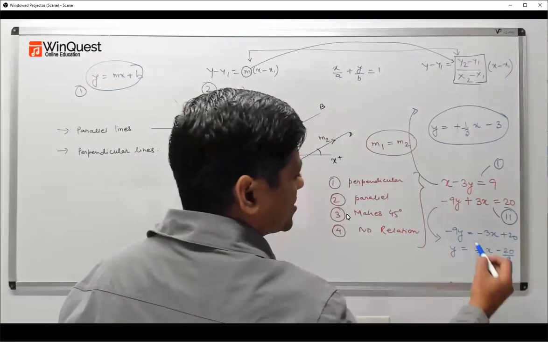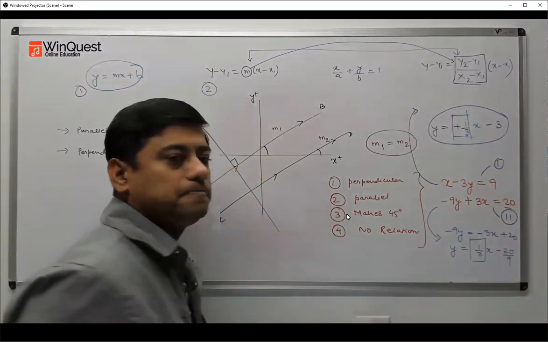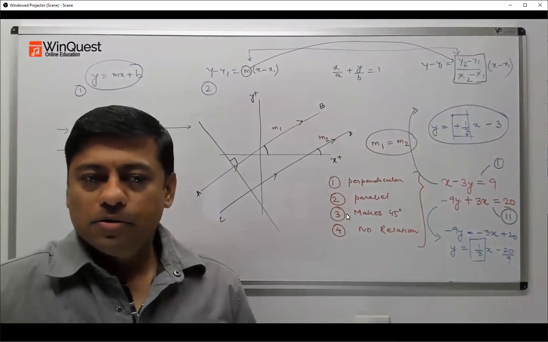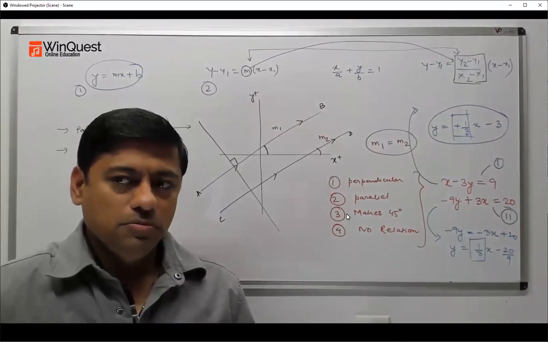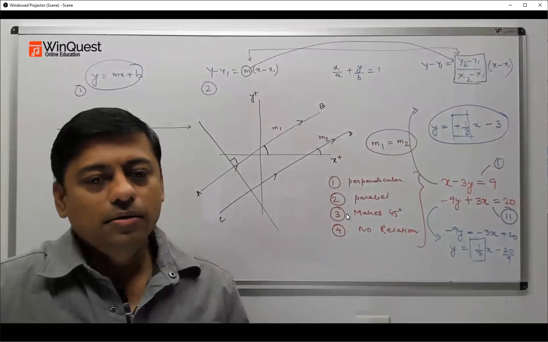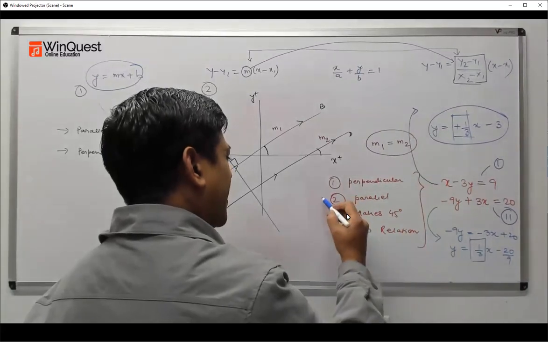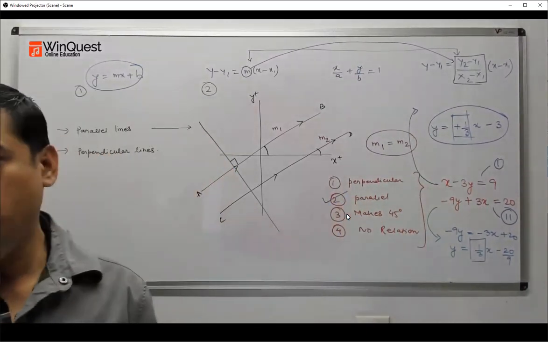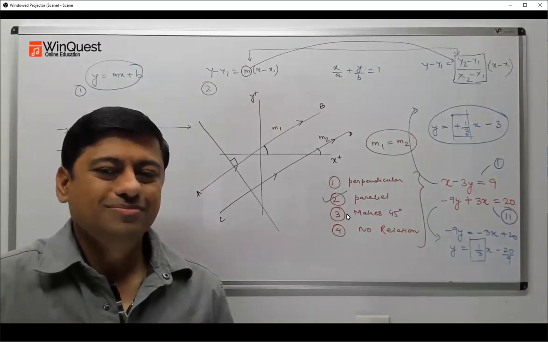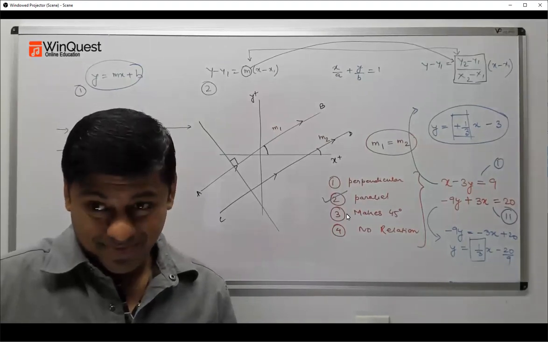So, you see the slope value here, 1 by 3 and 1 by 3. Same slopes. If they are same slopes, then they are parallel lines. So these two are parallel lines. Are we okay? Are we clear? Yes, sir.